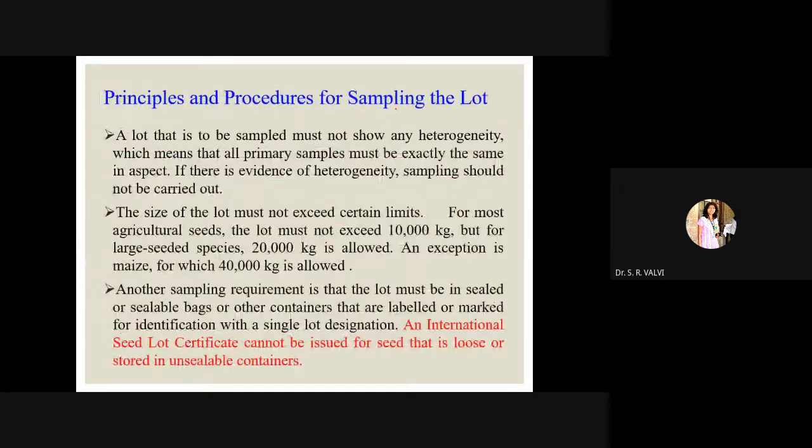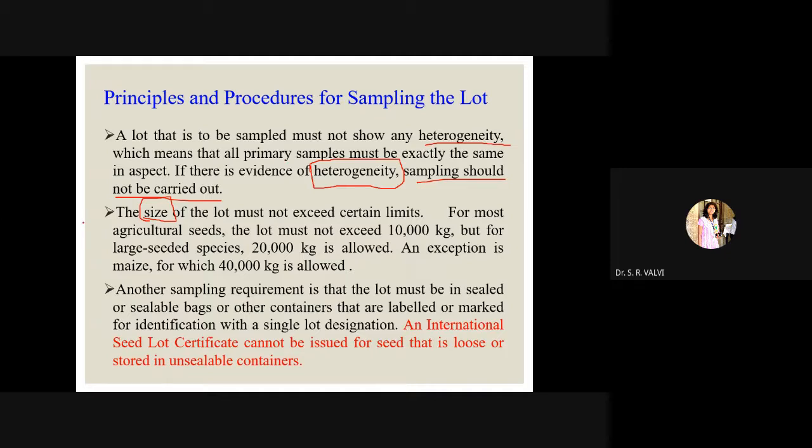Now, principle and procedure of sampling the lot. What is the main principle behind it, and what is the procedure? First, heterogeneity. The lot should not show any kind of heterogeneity. All the seeds must be homogeneous in condition. That is the first criterion for sampling the seed lot. If a heterogeneous condition is found in the seeds, then the sampling should not be done.